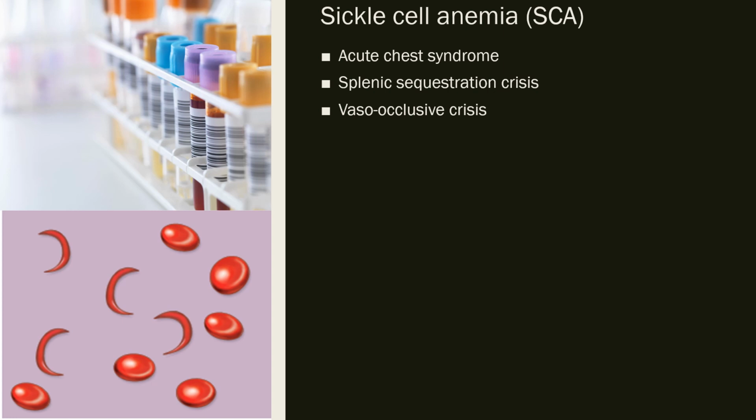Hydroxyurea is frequently taken by patients with sickle cell anemia, and we give it mainly for vaso-occlusive crisis prevention. So hydroxyurea stimulates the production of the fetal hemoglobin that is non-sickling. So they take it on a regular basis all their life at home.